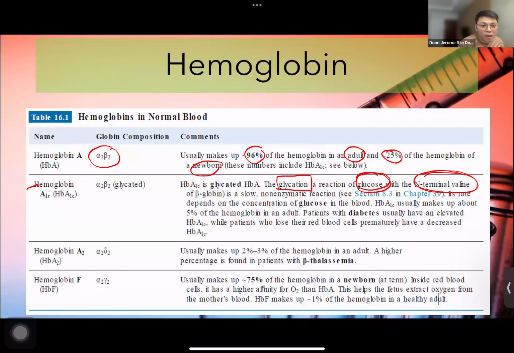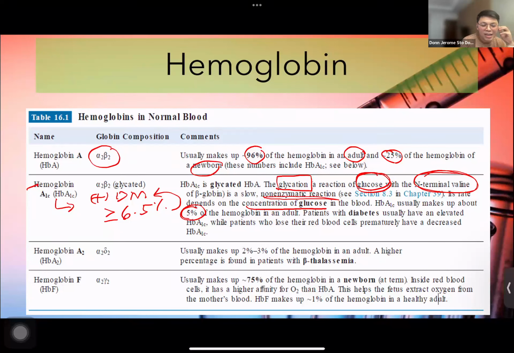Glycation, that is different from glycosylation. Glycation is a non-enzymatic process. The rate of glycation depends on the concentration of glucose. So pag mas mataas ang glucose concentration mo, mas mataas ba ang hemoglobin A1C mo? Yes po, Doc. The normal hemoglobin A1C should only be around 5%. That is why we can use hemoglobin A1C to diagnose diabetes mellitus. And a value of more than or equal to 6.5% would tell you that the patient has DM.